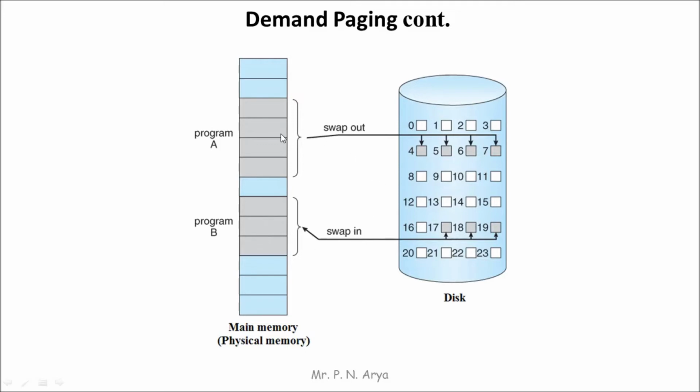So this is the demand paging, meaning we demand some pages like 17, 18, 19. The program B demands some pages, and the swapper will swap in 3 pages, meaning 17, 18, 19, into the main memory. So this is the demand paging.